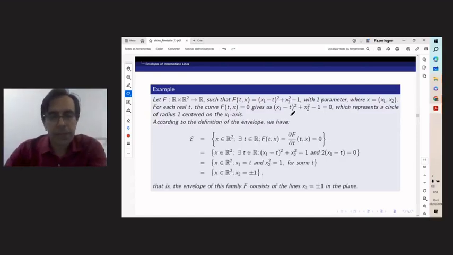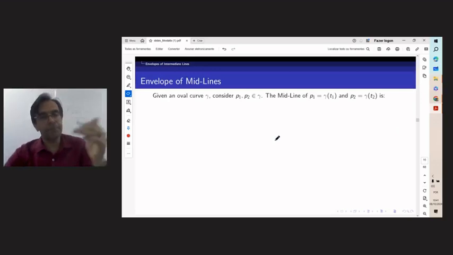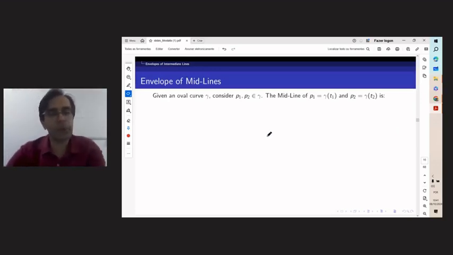It's really easy to calculate the envelope or discriminant of this family, and we reach, for example, these two curves as the envelope of a family of circles. Well, now I'm going to talk a little about what a midline is and what the envelope of midlines is.